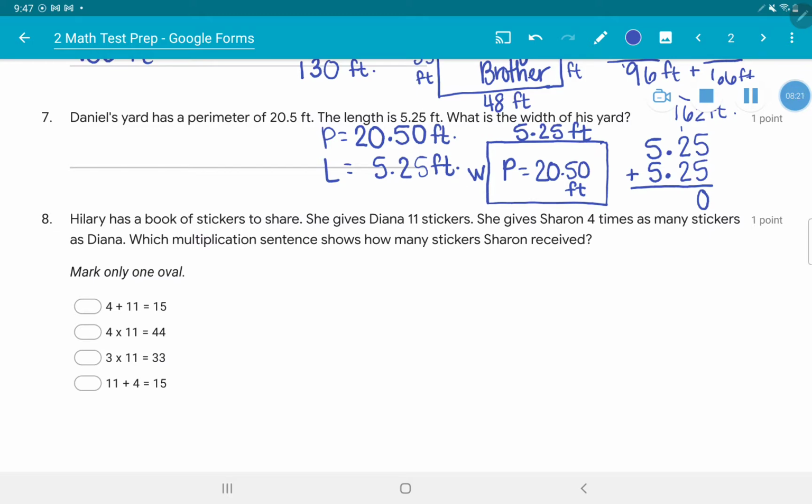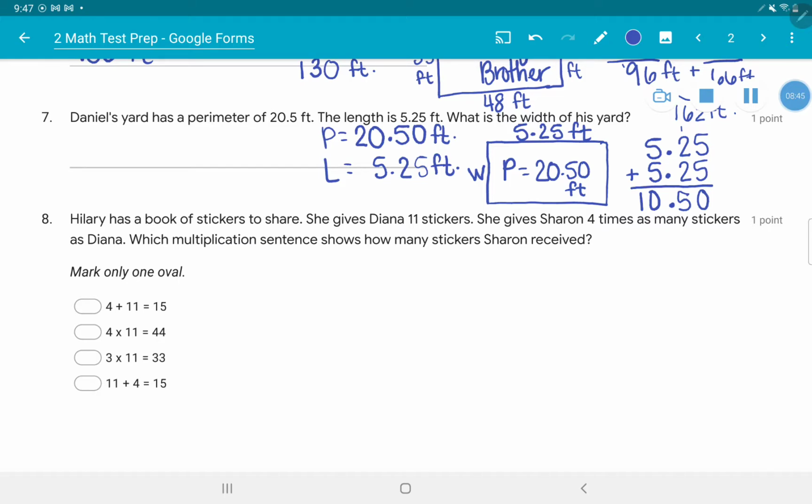2 plus 2 plus 1 is 5. I'm going to put my decimal point. I'm just bringing it down. It's in the same place value. Now what's 5 plus 5? 10. All right.